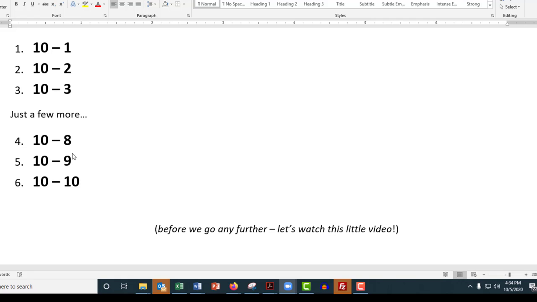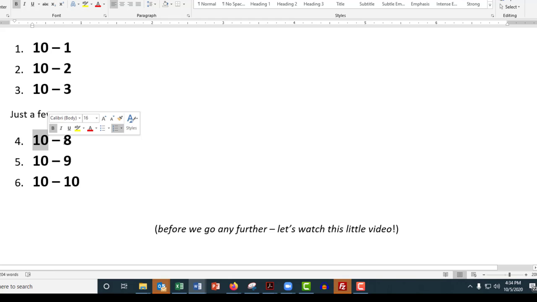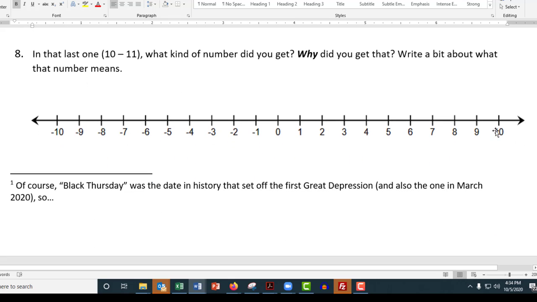But remember what these things mean. Like, for example, 10 minus 8. Well, that means you start with 10 of something, and you remove 8 of them. 10, and then you remove 8. What do you have left? Well, on the number line, you start with 10. You remove 8. 1, 2, 3, 4, 5, 6, 7, 8. You end up with 2.